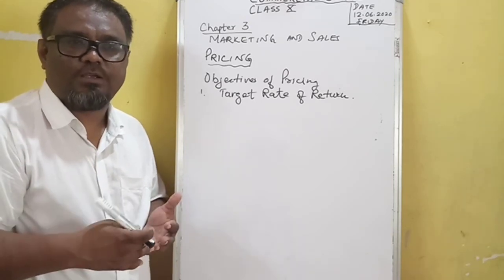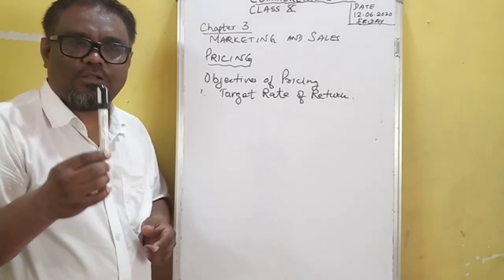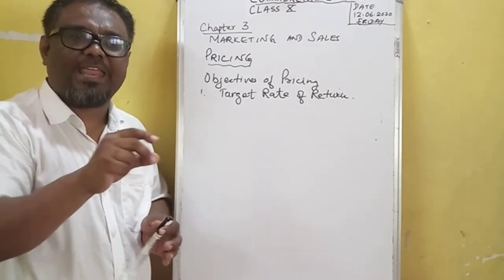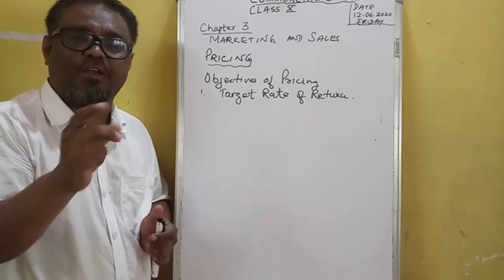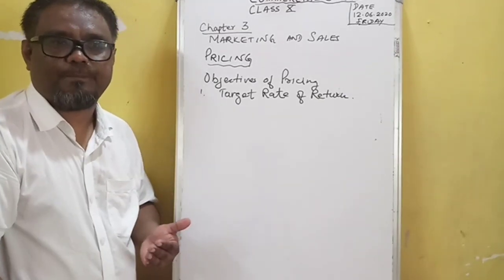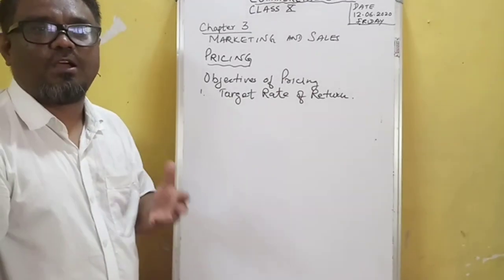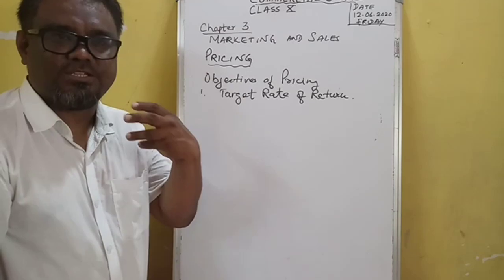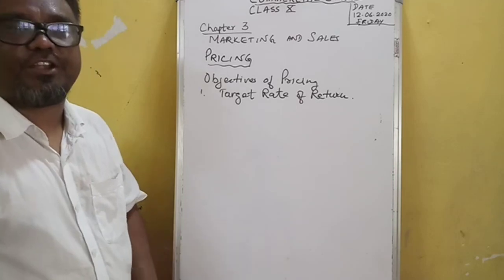How much profit does he want? Suppose to produce a pen, the cost of the pen is 100. The cost of the producer is 100. And he adds 10% profit on that. 10% means 10 rupees. 110 will be the price of the product. The 10 rupees is his profit. That is his target rate of return. And 110 is the price of the product, and his cost is 100 rupees. His expected benefit is 10% on his capital invested in that product. So that is the target rate of return.